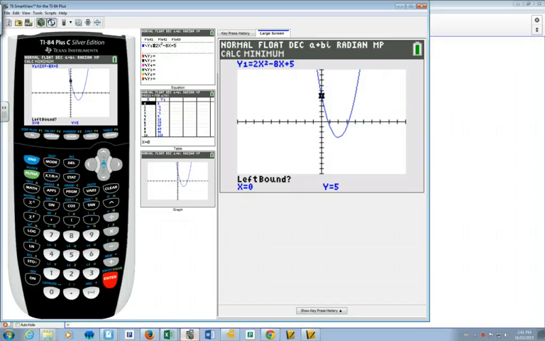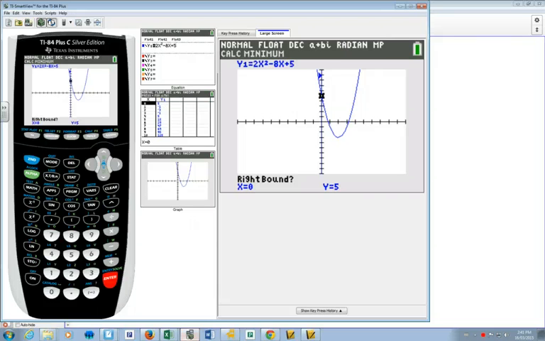The way the calculator figures this out is it asks you for what parameters you want to find that minimum. So it asks you for a left bound first. Where my cursor is right now is left of the minimum. So if I push enter, it'll choose that. Now on the newer calculators, mine actually draws a vertical line in there for me. On the older ones, just an arrow shows up.